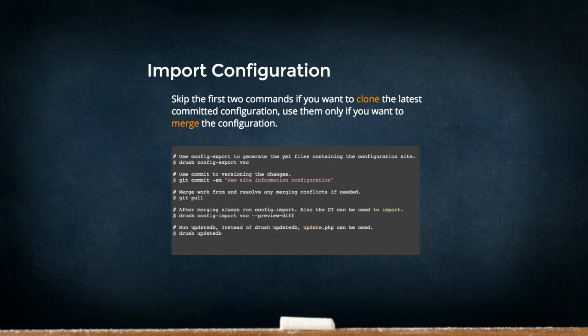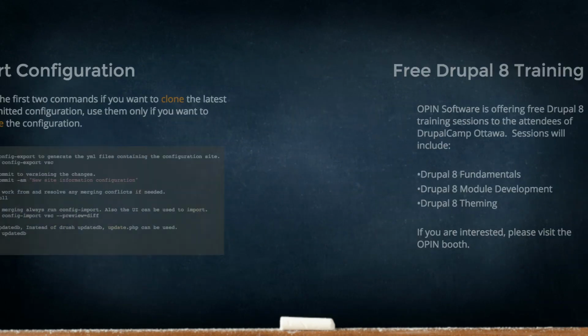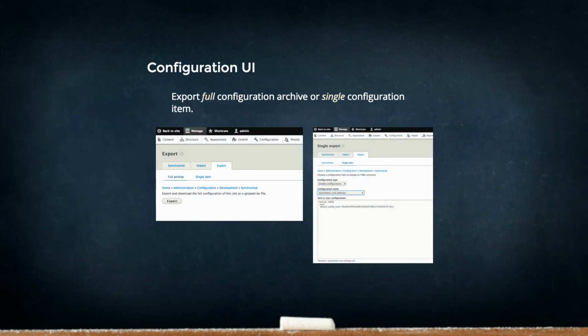For importing the configuration, it's exactly the same idea of the steps that we saw, but the steps change a little bit. They are fewer, but usually it's only the export, commit, git pull, then import, and then Drush update DB. Let me just mention something else.